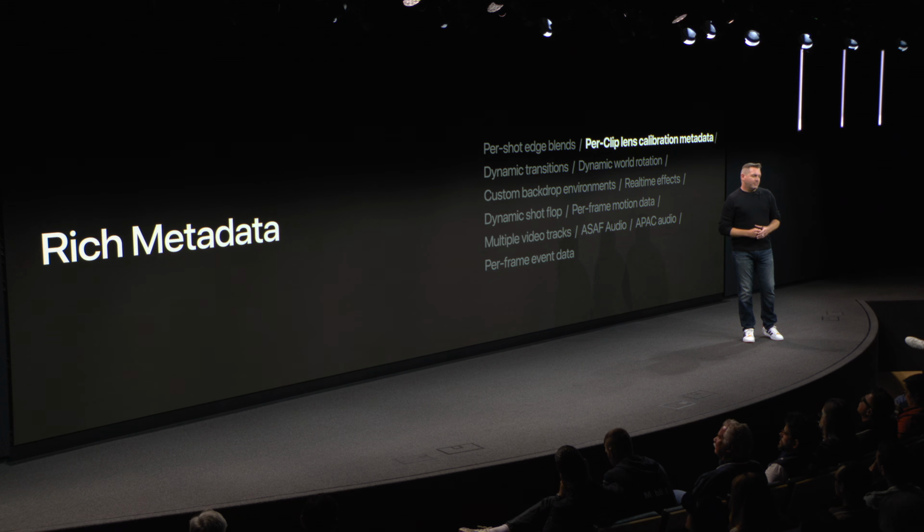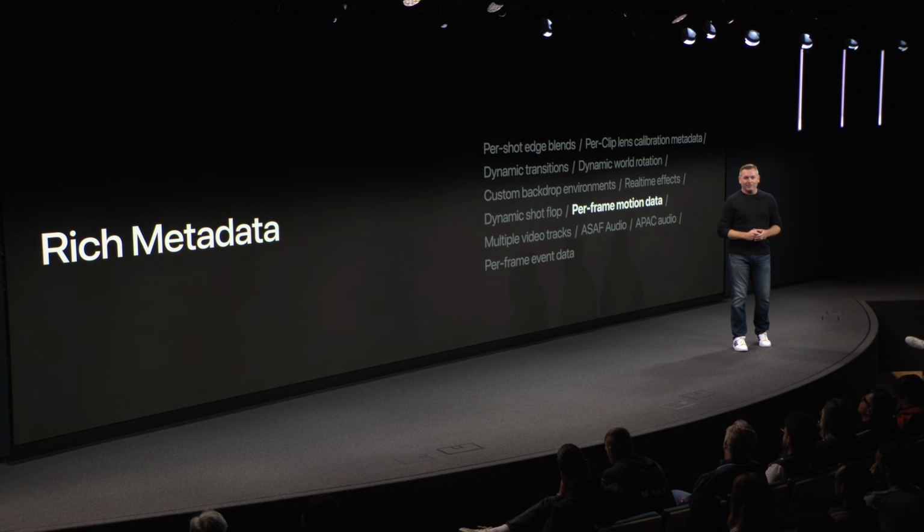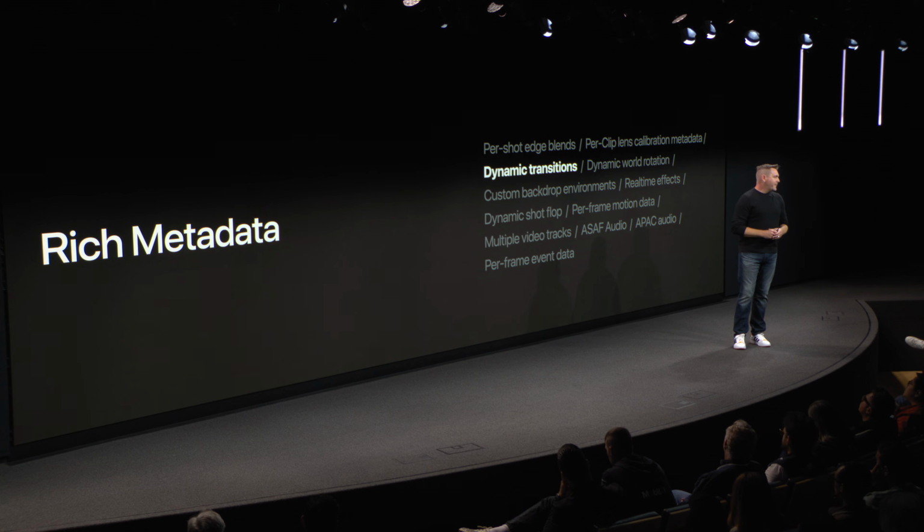AIV abstracts the complexity, starting with managing all the various types of metadata in an AIV production, like the lens calibration we just talked about a second ago, or per frame motion data, and we'll definitely come back to that one a little bit later, or dynamic transitions, video transitions rendered by Vision Pro in real time. And there's a few of these, and we do this for coder efficiency and also some really cool features of the format.